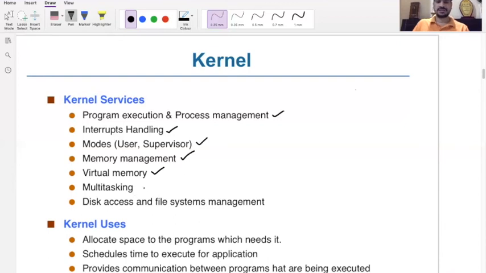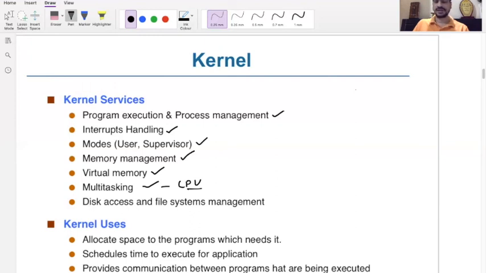Then there is a concept of multitasking. That is a part of process management, how multiple processes will be managed and multiple tasks would be done. It is also a part of CPU management, how a CPU will be managed in such a way that multiple tasks will run on the CPU. That is also done by the kernel.